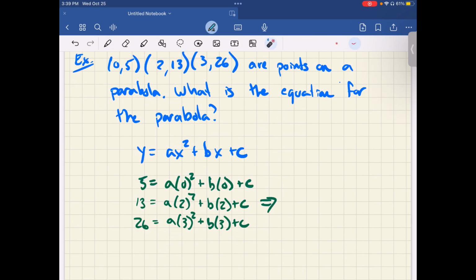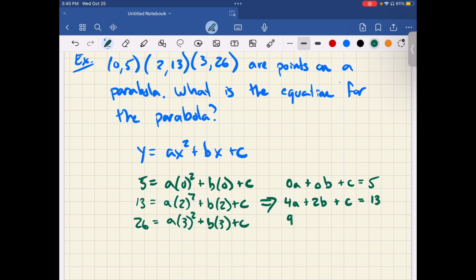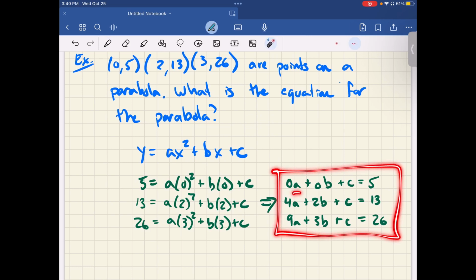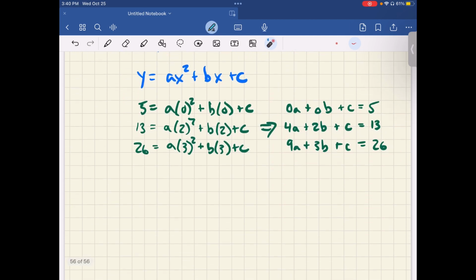So then if I simplify just a little bit, for example, 0 squared is just 0, so what you get is 0a plus 0b plus c equals 5. Then I have 4a plus 2b plus c equals 13. And we have 9a plus 3b plus c equals 26. And now when we write it like this, we can see that I have 3 equations, all with 3 variables apiece, which just simply becomes a 3 by 3 system.